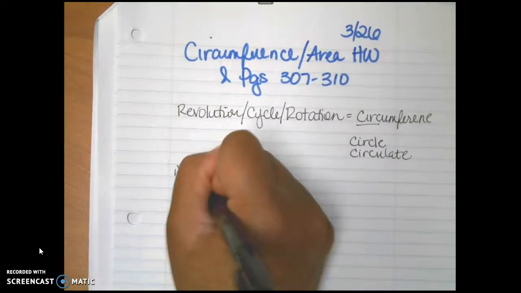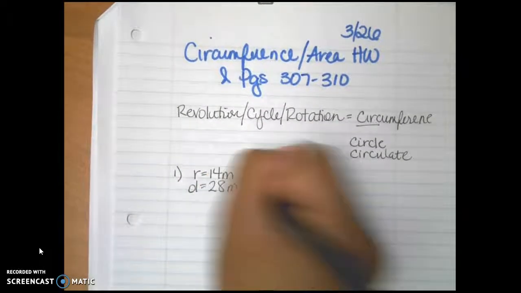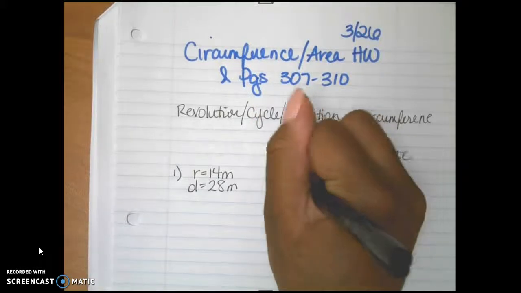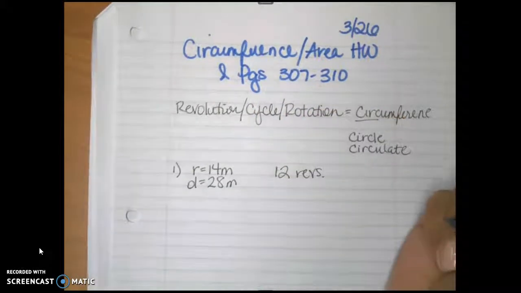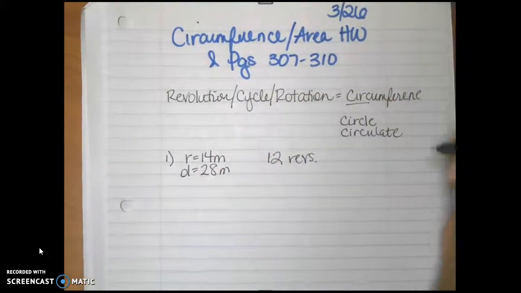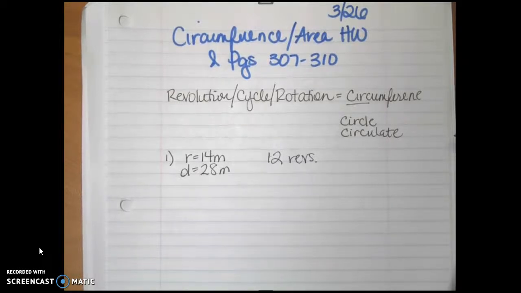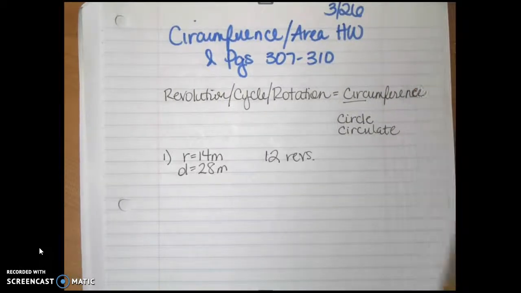My diameter is 28. And I'm going 12 revolutions. So what does that mean I'm doing 12 times? Or what am I finding 12 times? Okay, and I'm going around, which means I'm looking for my circumference. I spelled circumference wrong. How many circumferences do I need?